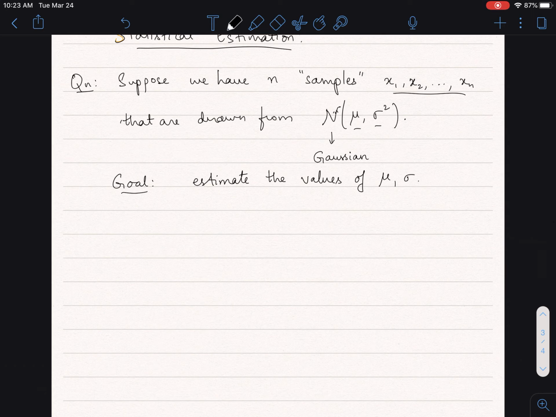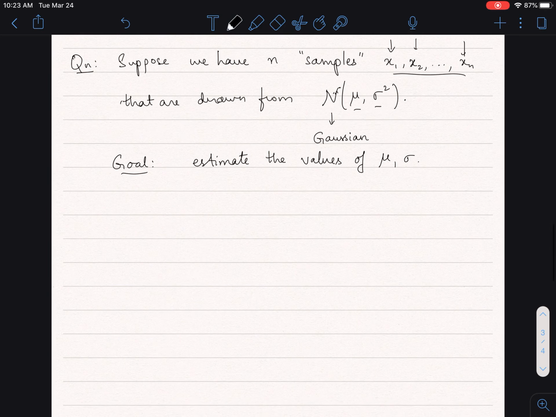Okay, and note that earlier we used to talk about random variables drawn from this, and now I'm talking about samples. And what you should realize is that x1 is one real sample drawn from this random variable N(mu, sigma squared), and this is often also called a realization of a random variable. So this is what we call a realization of a random variable.